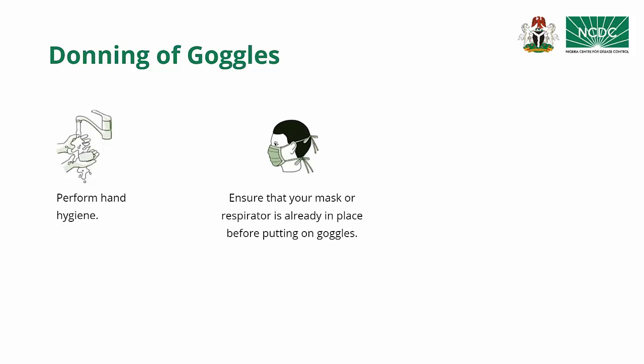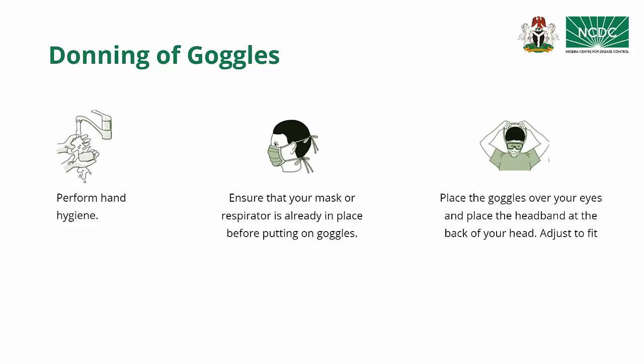To properly don goggles, follow these steps. Always perform hand hygiene. Ensure that your mask or respirator is already in place before putting on goggles. Place the goggles over your eyes and place the headband at the back of your head, then adjust to fit.